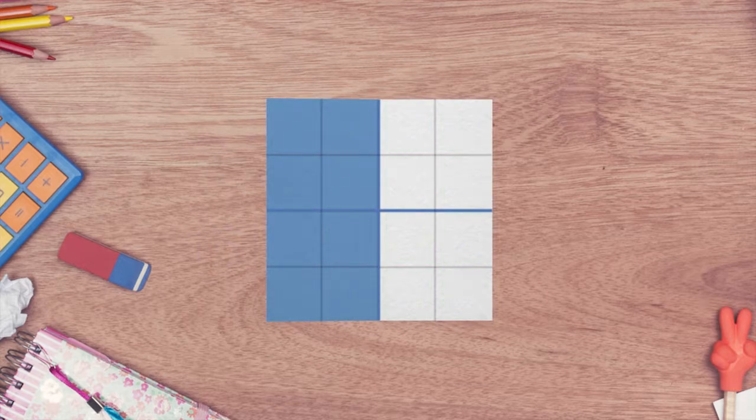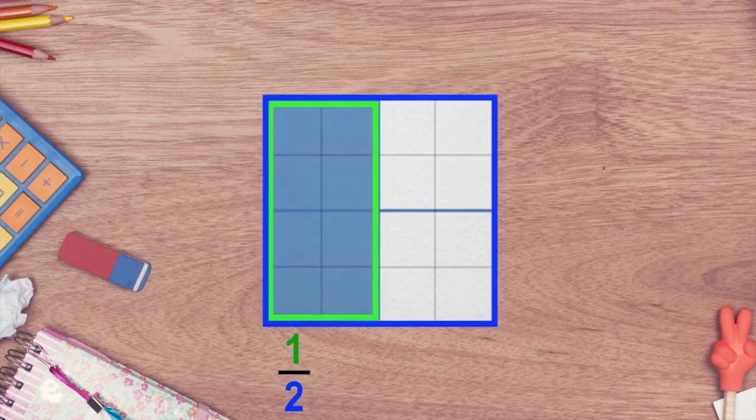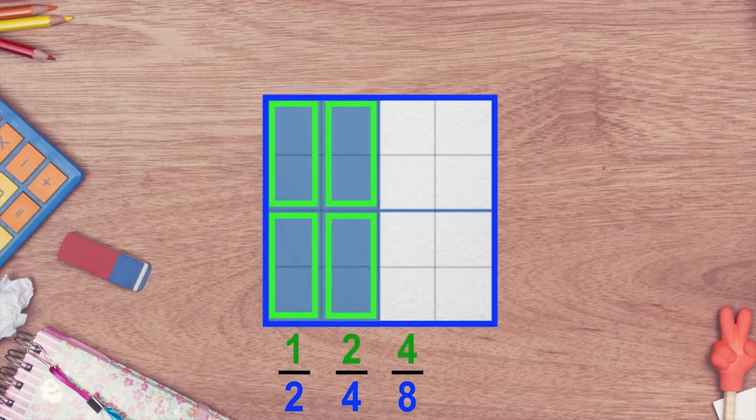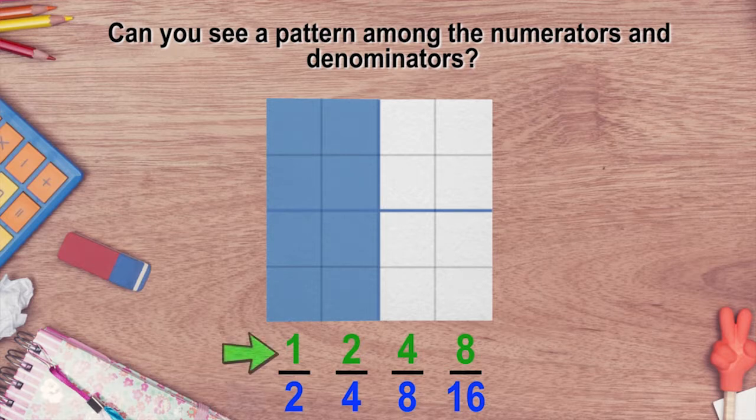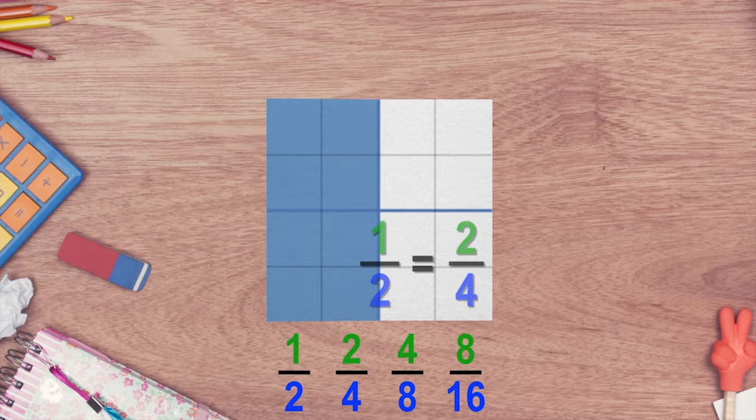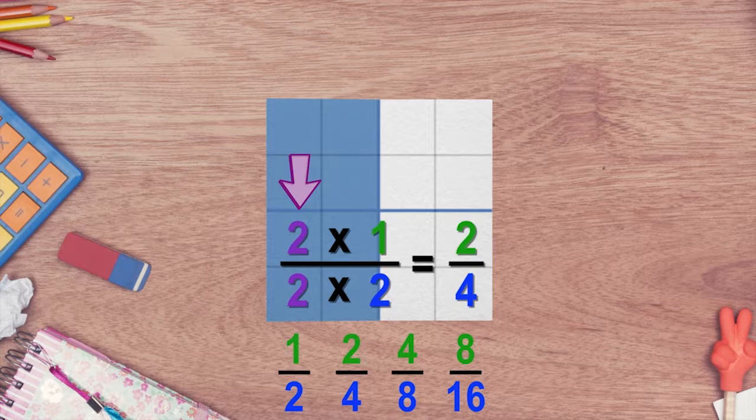If we list the fractions we have found so far, 1/2, 2/4, 4/8, and 8/16, can you see a pattern among the numerators and denominators? We can see that the numerators and denominators are even, but do you notice anything else? It also looks like the numerators are doubling, as are the denominators. When 1/2 changed to 2/4, the numerator 1 was multiplied by 2, and the denominator 2 was multiplied by 2.